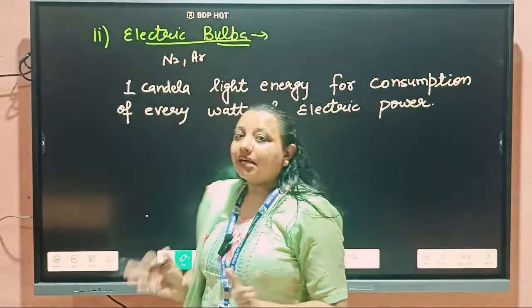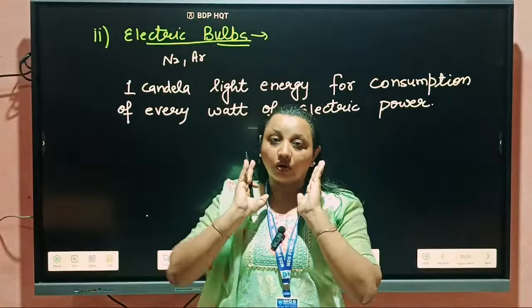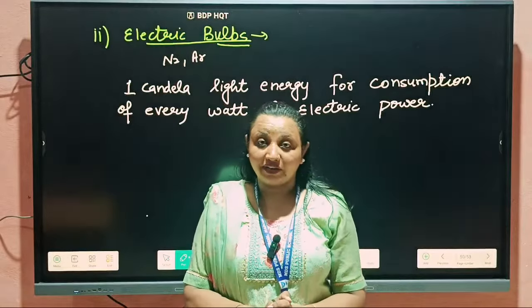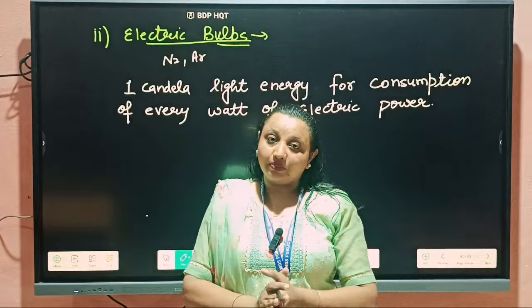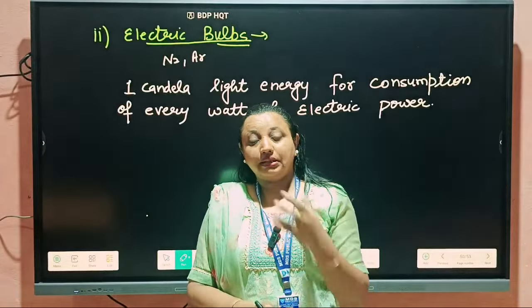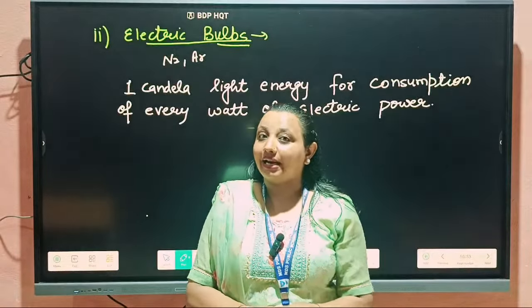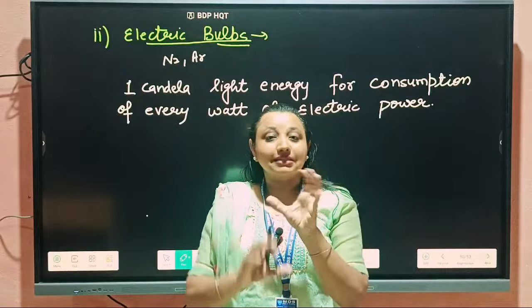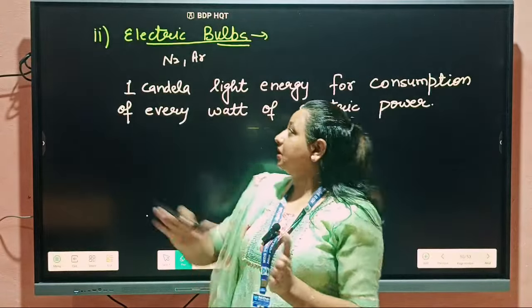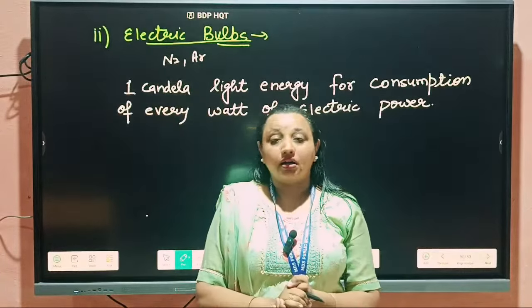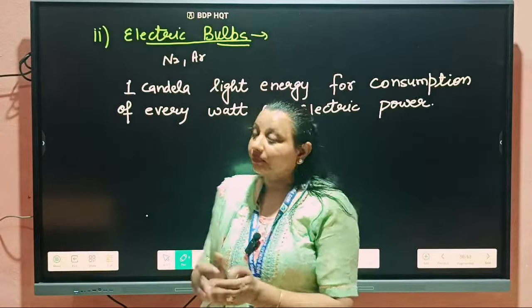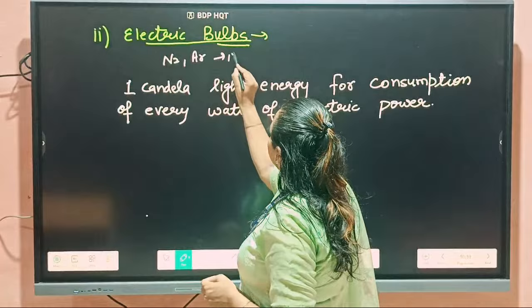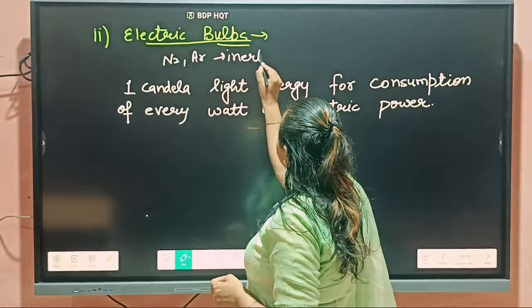Next one, electric bulbs are also based on the heating effect of electric current. When electric current is passed through an electric bulb, it converts the electric current into heat and light energy. What do electric bulbs have? Electric bulbs have nitrogen and argon. These are inert gases which are filled in between them.